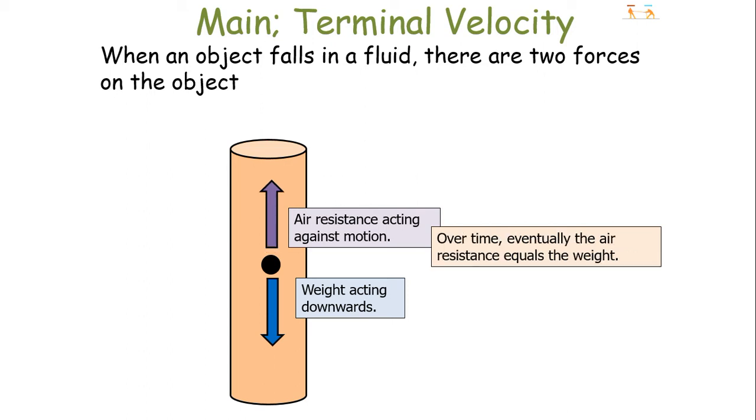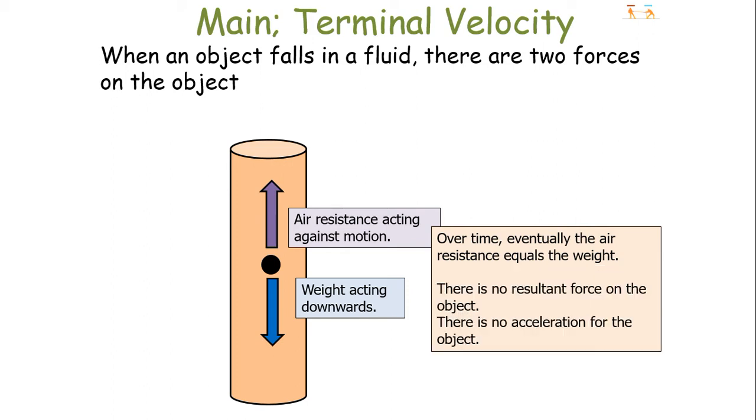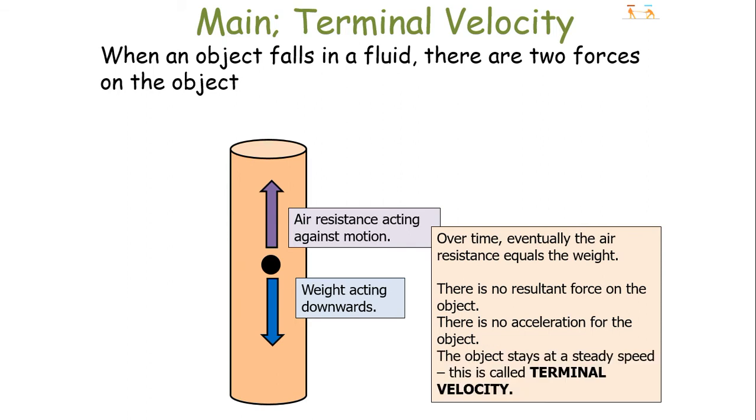Over time, eventually, the air resistance equals the weight. There's no resultant force on the object, there's no acceleration, so the object stays at a steady speed, and this is called the terminal velocity.